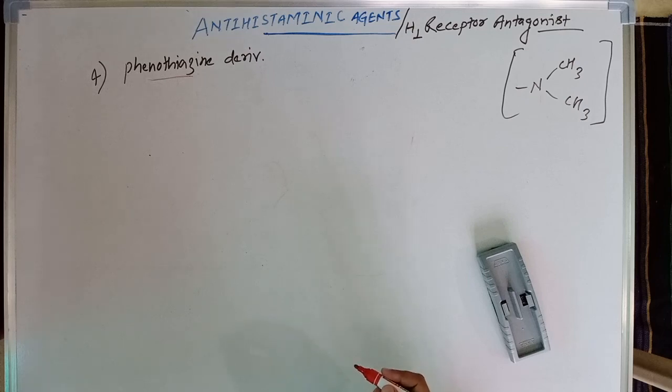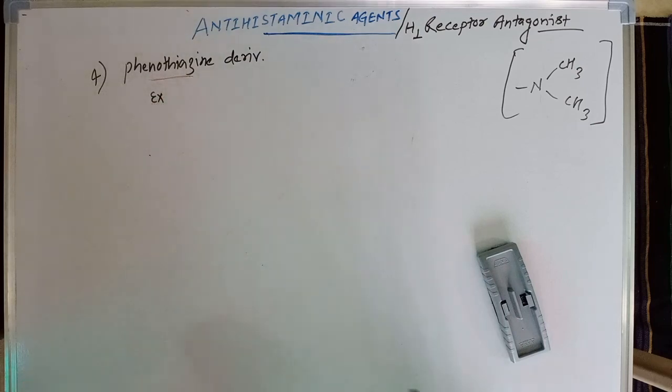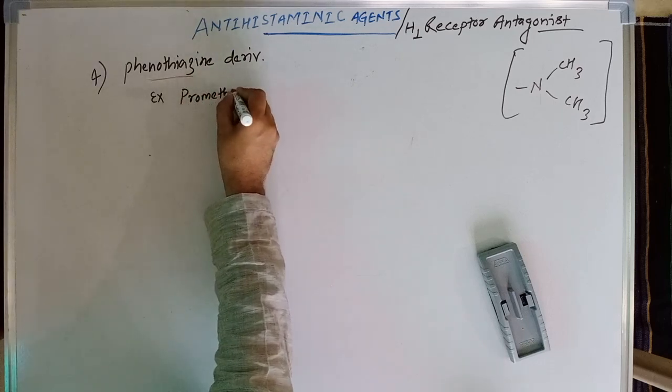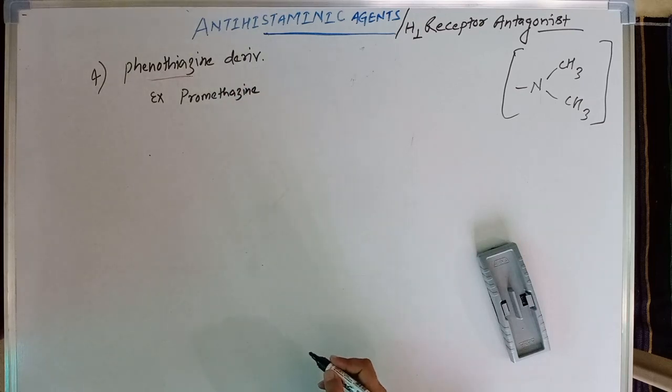So the drugs included under this category include the very famous promethazine. Promethazine is the active ingredient of Avomine. Avomine is an anti-vomiting tablet which is available in the market. Avomine, promethazine. So now, how to draw the structure of promethazine?